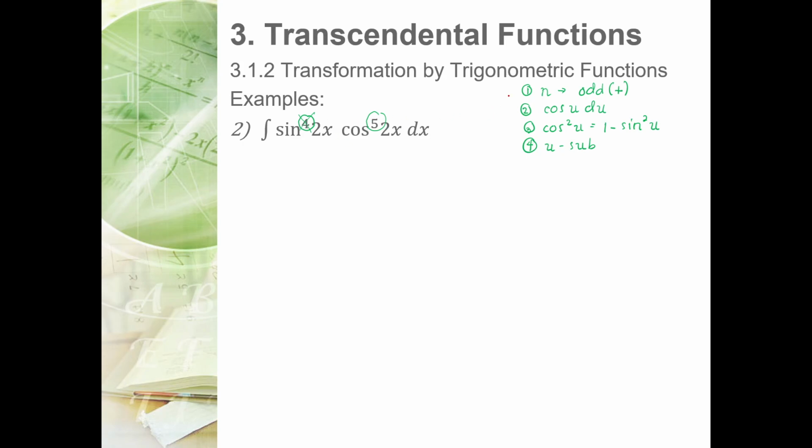Okay, so since we're done with the first part, you've determined that your n exponent is odd. So the next step is we factor out cosine u du. So the integral of sine to the power of 4 of 2x, and then cosine to the power of 5 of 2x. What you factored out, you place on the right side together with dx. So cosine 2x and dx. Okay, so this one is already correct.